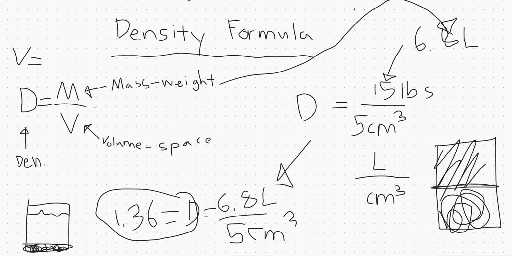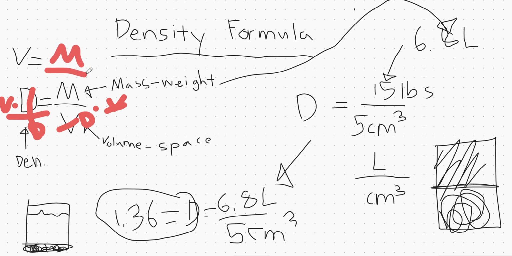Well, if we multiply by V on both sides, these V's cancel out. And that means we're left with V times D. Now we must divide by D to cancel out this D, and then we have M divided by D. So if we have to find the volume, we would do mass divided by the density.